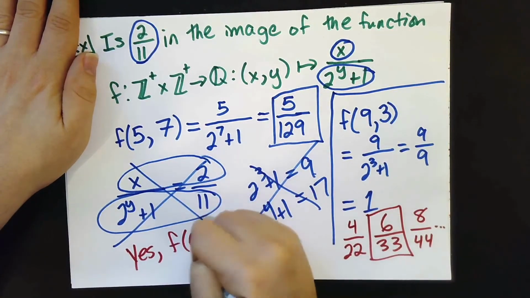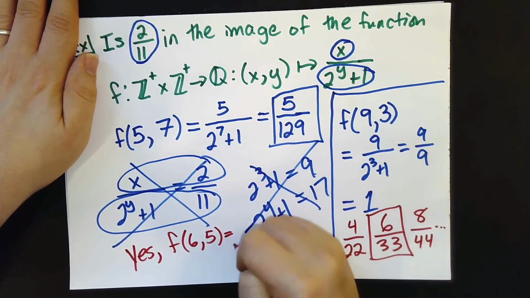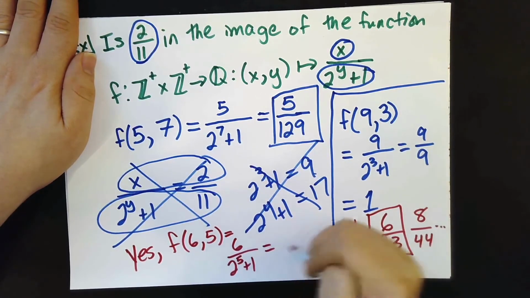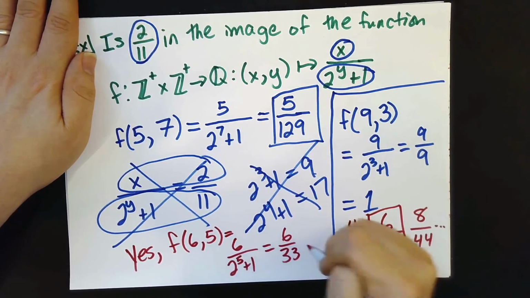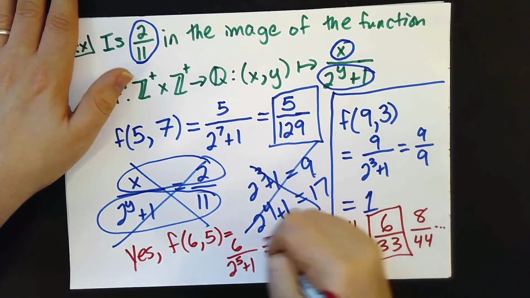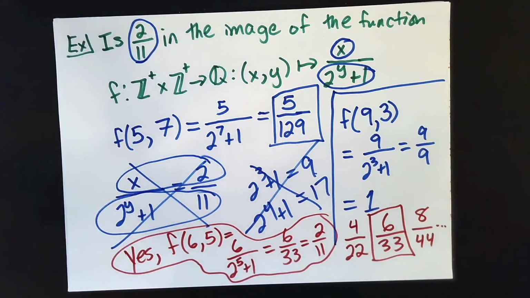F of 6 comma 5, you can check, is 6 divided by 2 to the 5th plus 1, which is 6/33, which after I cancel is 2/11ths. And that is enough to prove that 2/11ths is really in the image of this function.